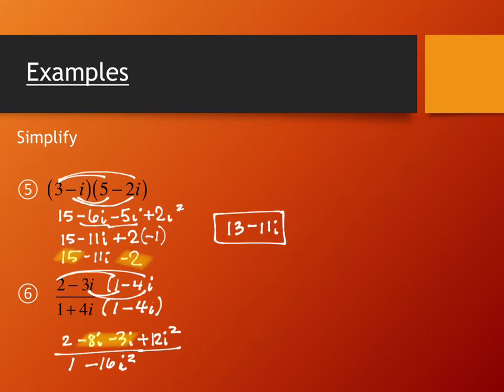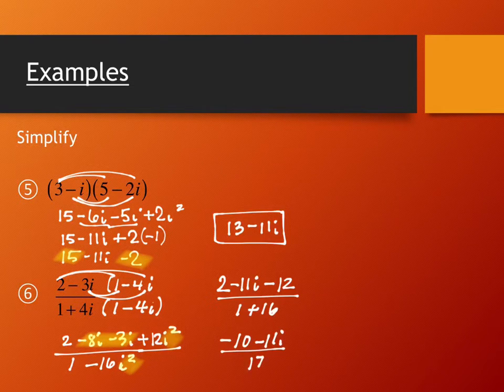These two pieces, of course, add together, and these i squareds, in effect, just change the sign in front of the coefficient. So instead of this being positive 12i squared, it's going to be negative 12. And instead of this being negative 16i squared, it's going to be positive 16. So I really have 2 at the beginning, minus 11i, and then I have minus 12 on top, and I have 1 plus 16 on bottom. So this is negative 10 minus 11i on top, if I put the real number part at the beginning, over 17.